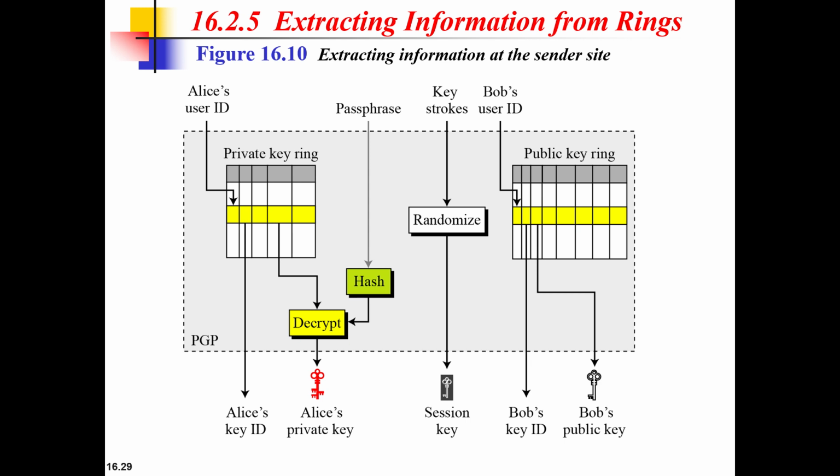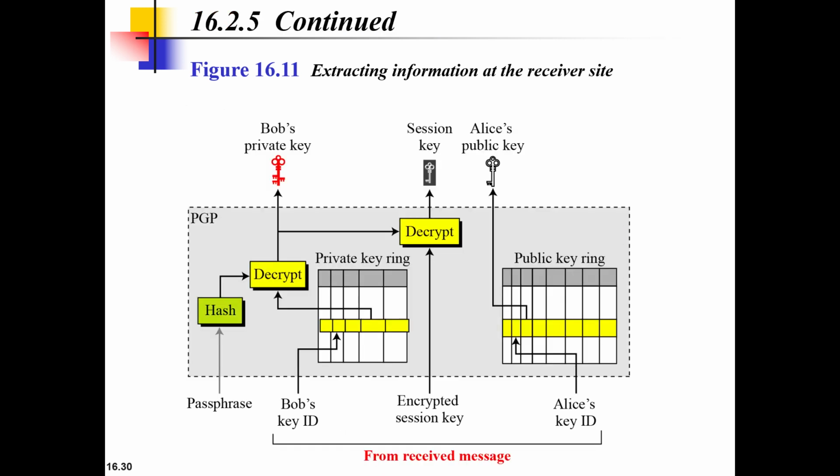Alice also needs Bob's key ID, which is to be sent with the message, and Bob's public key to encrypt the session key. These 2 pieces of information are extracted from the public key ring table using Bob's user ID, that is his email. Now at the receiver side, Bob needs 3 pieces of information: first, Bob's private key to decrypt the session key; second, the session key to decrypt the data; and third, Alice's public key to verify the signature. We can see this in figure 16.11. Now Bob uses the key ID of this public key sent by Alice to find his corresponding private key needed to decrypt the session key.